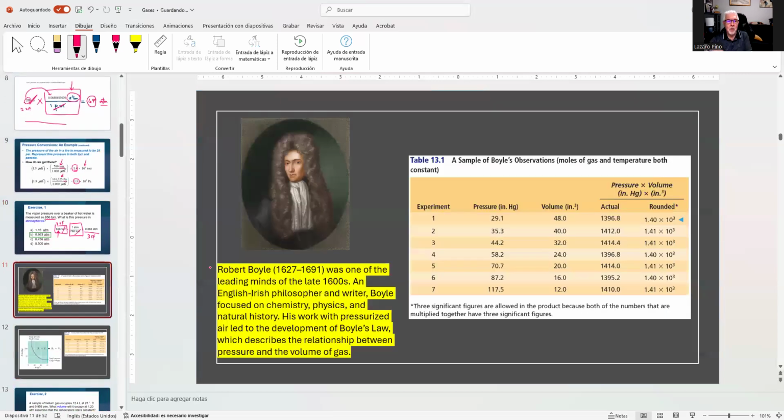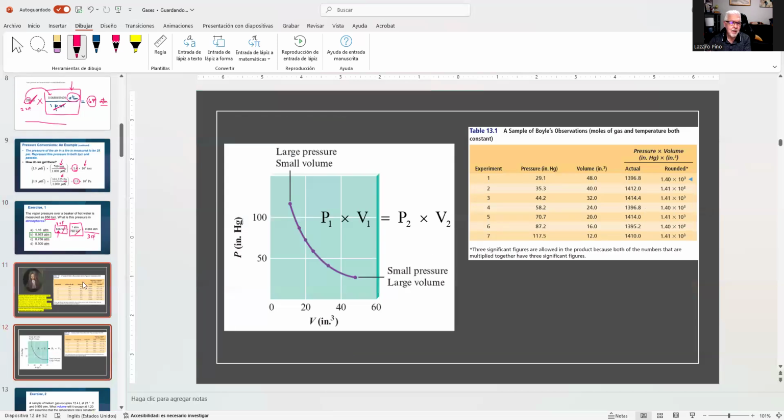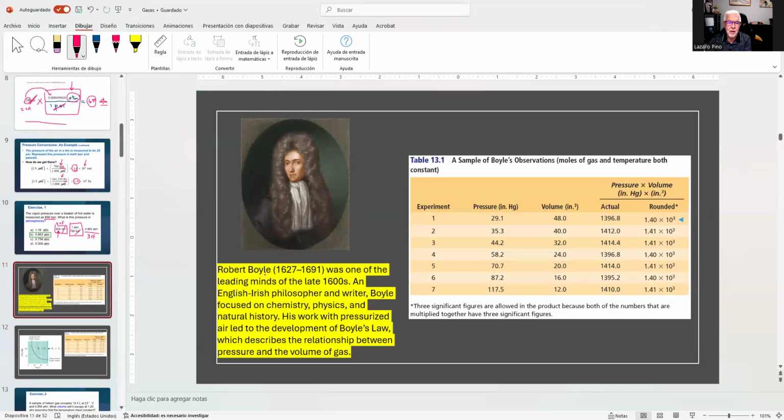Well, the first law that we are going to study is the Boyle law. Let me go back. Boyle was a scientist that lived during these years, and he was one of the most intelligent men during the time he lived. So he was an English-Irish philosopher and writer, but he was focused on chemistry, physics, and natural history.